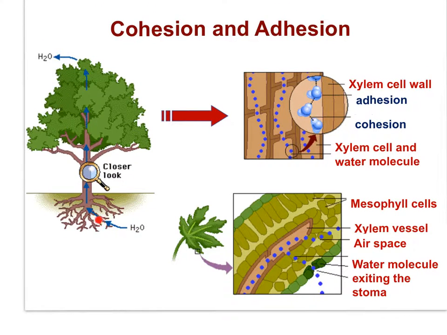Water is drawn up in a continuous column from the roots to the leaf by the transpirational pull, the evaporation of water out of the leaf. If you examine this diagram in the upper right closely, you can see water moving in a continuous column along the xylem vessel. You can see the cohesion holding water molecules together and adhesion holding water in contact with the xylem vessel wall. And in the lower right, you can see water diffusing out of the leaf from the xylem vessel to the spongy mesophyll through the stomata.